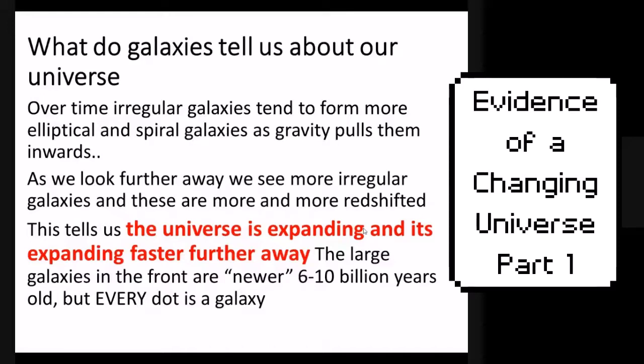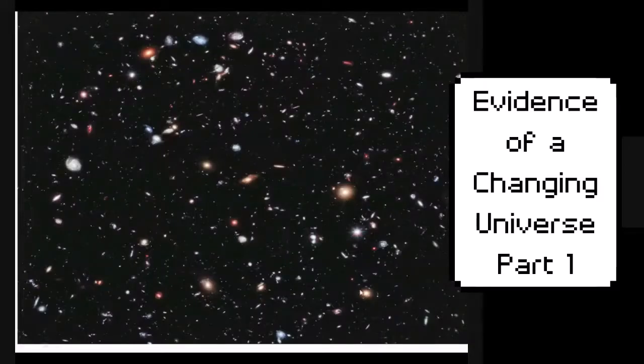So we're about to look at an image, and in this image, the newer galaxies, the ones that you can actually see what shape they are, are about 6 to 10 billion years old. But every single dot on this image is a galaxy. Now here's the thing, let's take a look. All of these right here, galaxy, galaxy, galaxy. Obviously, these are galaxies. But every single dot that you can possibly see on this image is a galaxy, every single one of them.